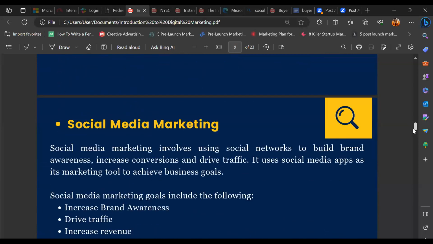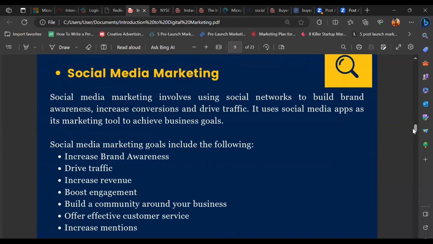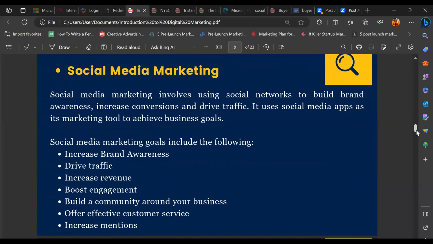Now, what is social media marketing? It involves using social networks to build brand awareness, increase conversions, drive traffic. So we are using social networks. What are the social networks? Instagram, Facebook, Twitter, LinkedIn, Pinterest, TikTok, Snapchat. There are many. So they have various social media platforms. And social media marketing involves using these social media networks to build your brand awareness, to increase your conversions, and to drive traffic.